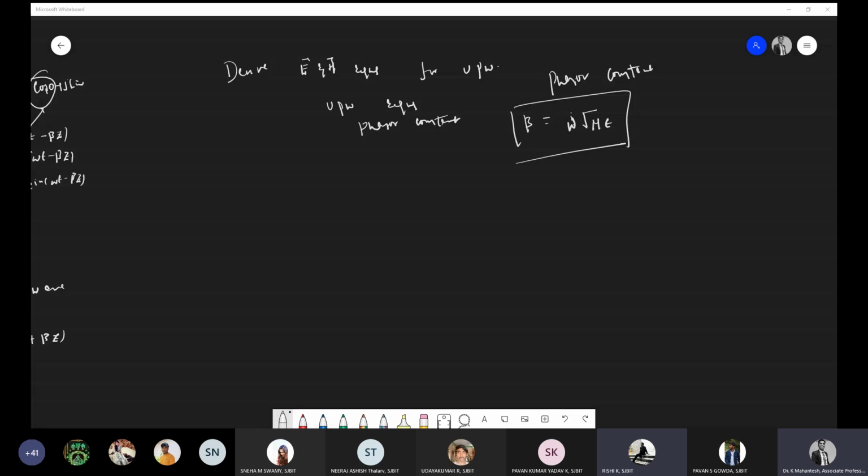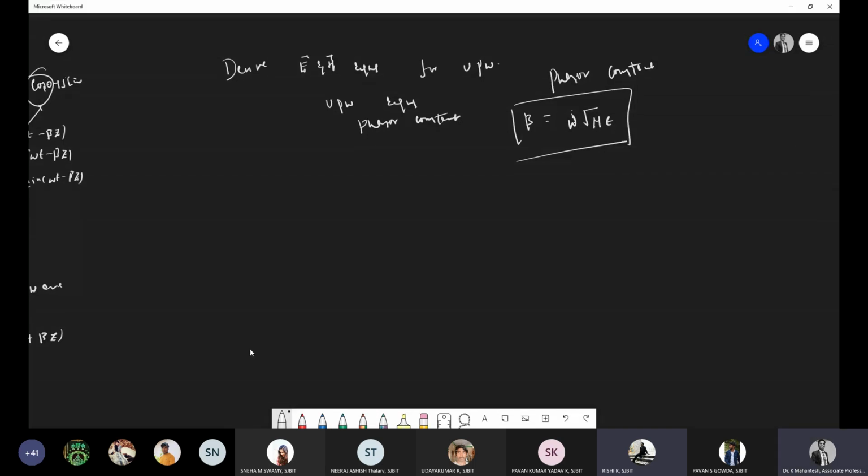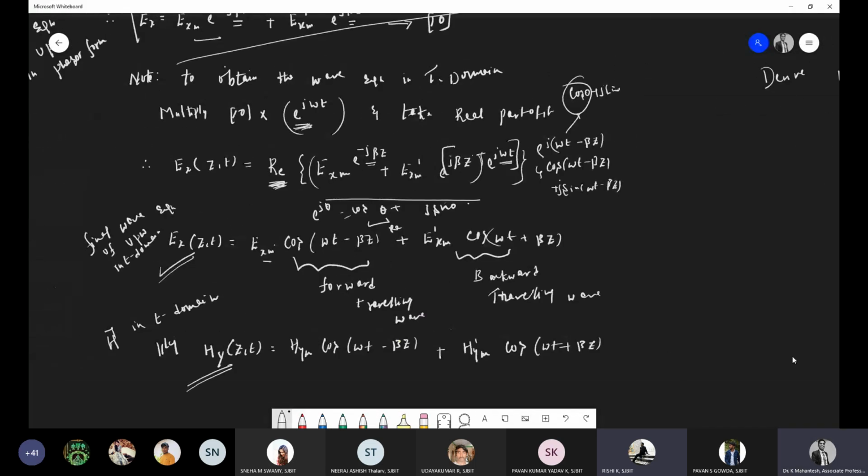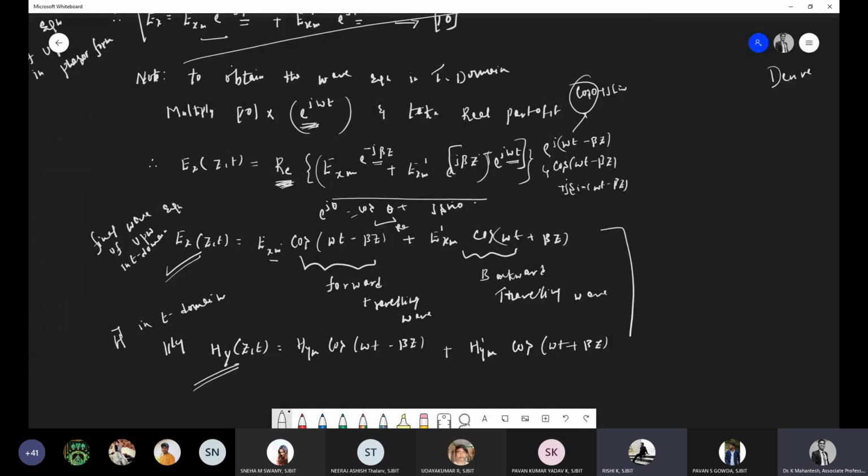And the final equation is very important. How did you get these equations of E and H in time domain? Because you multiplied equation 10, that is the phasor form of the equation, by e power j omega t, and you considered only the real part of it.